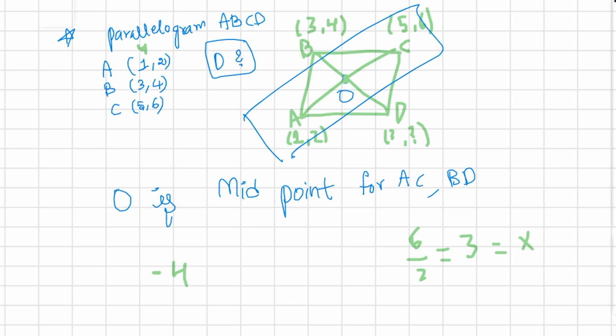What about the y coordinate of point O? Is it negative 4? Yeah. Why is it negative 4? Because 2 minus 6. Oh, it's 2 plus 6. Okay, so it's 3 and 4. 3 comma 4, right? Yeah. These are the coordinates of point O.